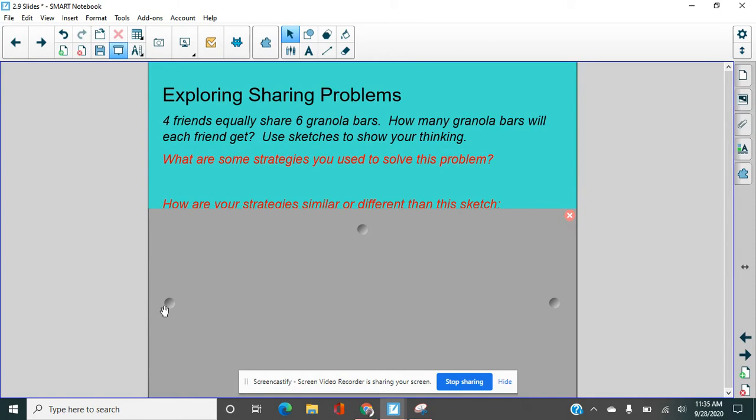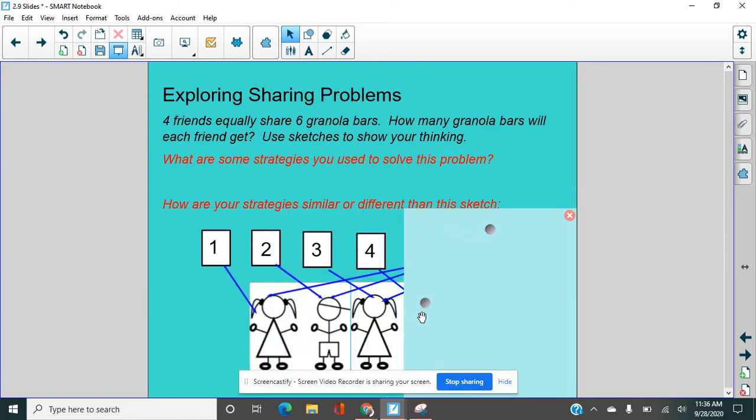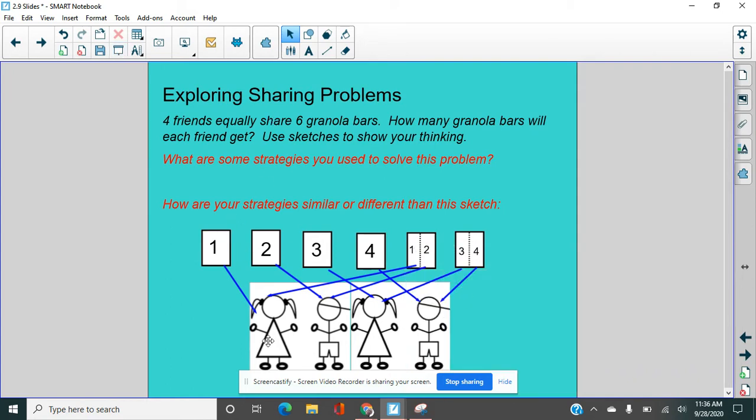Okay. And I'm going to try to show you just part of this picture here. So I've got 4 friends down here. There's another friend that you can't see over here. But each friend is going to get one whole granola bar, right? One for her, and one for him, and one for her, and one for them. Well, then what you have left is you have 2 extra granola bars, right? Because there's 6 granola bars and there's 4 friends.